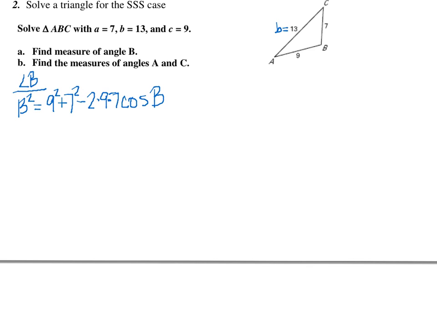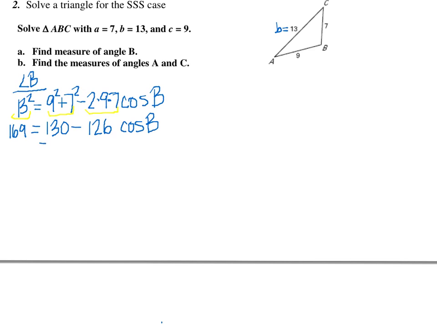Now remember, we're going to simplify these a couple pieces at a time. We're going to simplify this, we're going to simplify this piece, and we're going to simplify this piece. So let's simplify those first. If you put it into your calculator, you should get 169 equals 130 minus 126 times the cosine of B. And remember, as I go about doing these problems, you should be putting them into your calculator, making sure you get the correct answers.